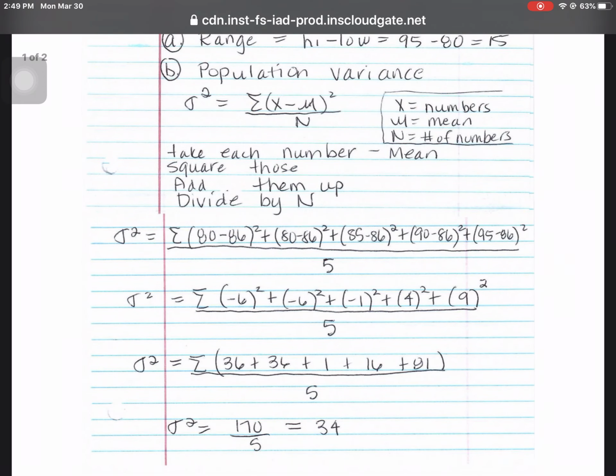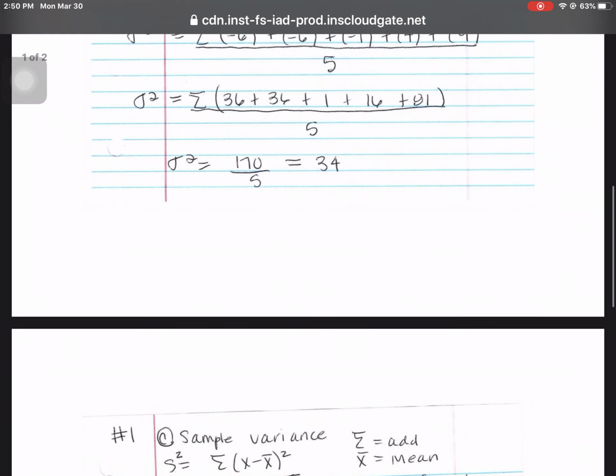Now we're going to add those together. So we're going to add 36 plus 36 plus 1 plus 16 plus 81. That equals 170. And then divide by 5, which equals 34. That is our answer to the population variance.